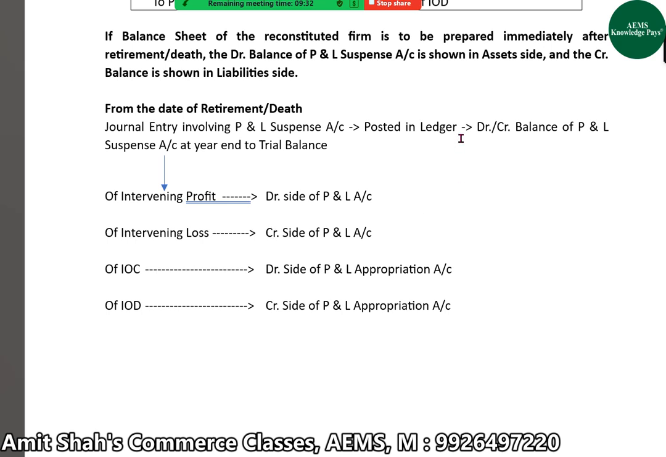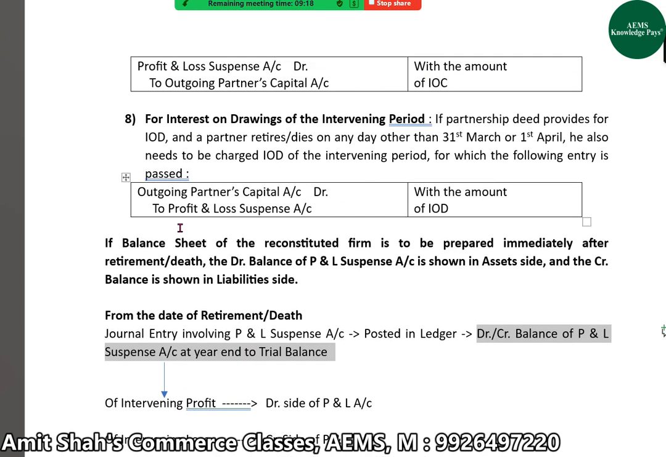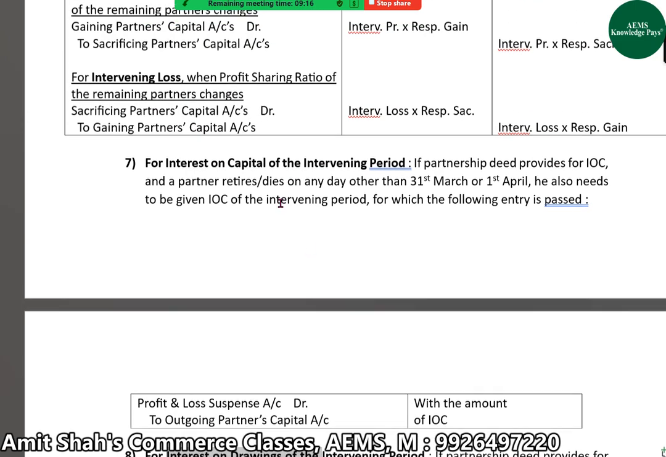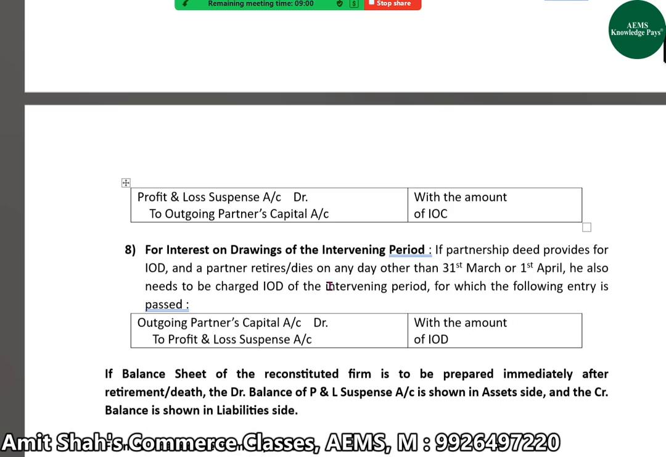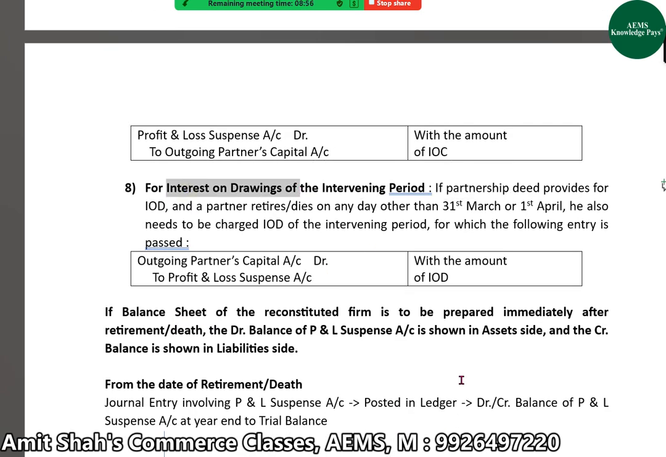Yes. So the balance in your P&L suspense account, which you will show in your trial balance at year end, out of that balance, see that balance may be made up of IOD, IOC, and either of intervening profit or intervening loss. The balance that will show in your P&L suspense account will be made up of either one of these two, and IOC and IOD, all three together. Yes or no? Yes. Right, Ana, Falak? Abir, I hope you're understanding this. Yes, sir.